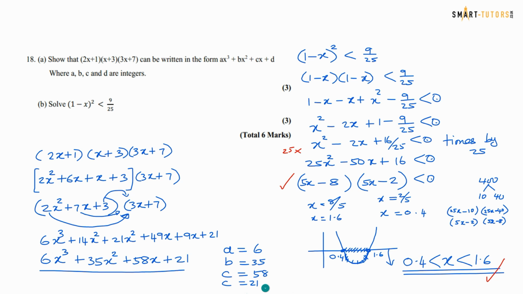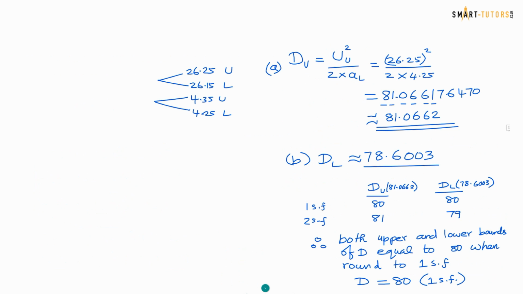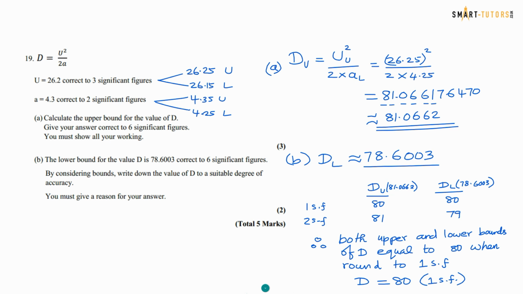That is the answer for question number 18. Question number 19, d equals u squared over 2a. So u is given as 26.2, correct to 3 significant figures. First of all, you find the upper bound of u, which is 26.25, and the lower bound is 26.15. A is 4.3, correct to 2 significant figures, which is 4.35 upper bound, and 4.25 is the lower bound.